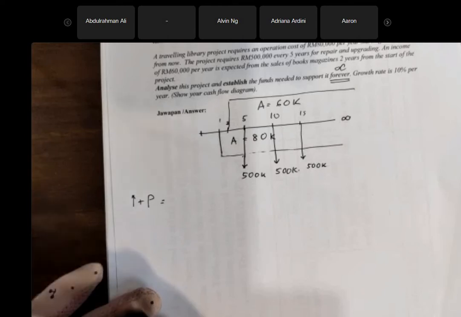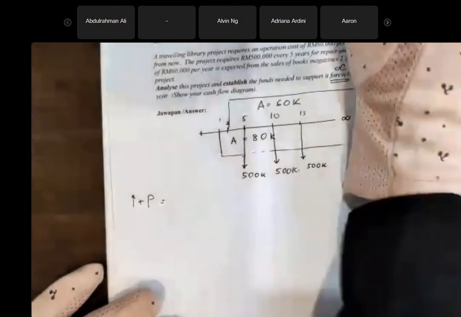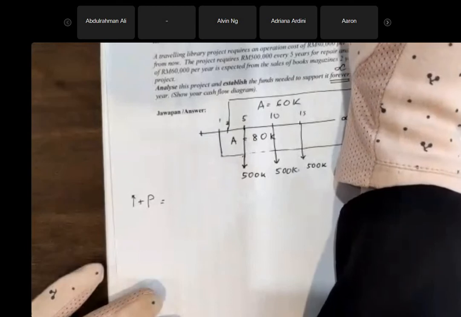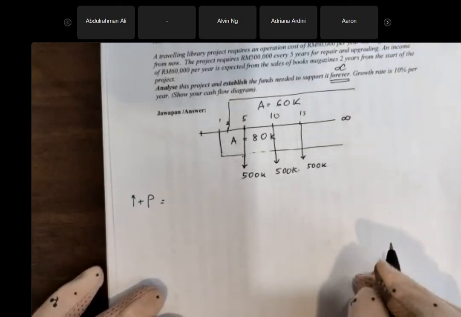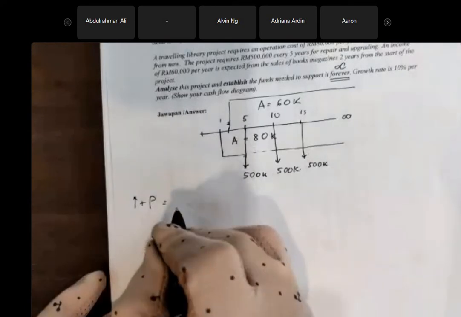Sudah, Aaron tak ada. Tak ada Aaron. Okay, Faiz dah, Fatinatul Aisyah. Ya, Doktor. Okay, how to start?